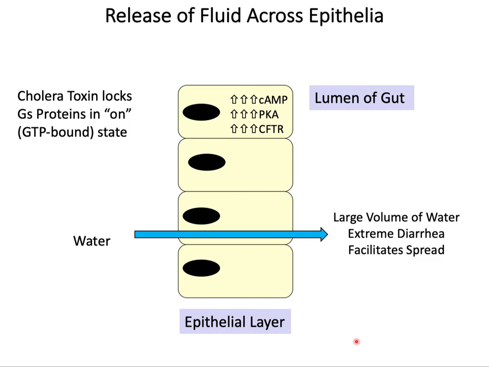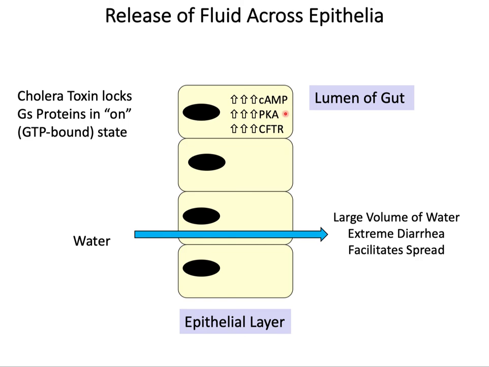So let's look at how cholera works, and then let's look at how cholera may have selected for individuals who are heterozygous for the cystic fibrosis gene. Okay, so cholera toxin locks the stimulatory G protein in the GTP bound state or on state. The result is a significant increase in the amount of cyclic AMP, so much higher than normal. This in turn results in significant activation of protein kinase A, again much higher than normal, which in turn will result in significant overactivation of CFTR.